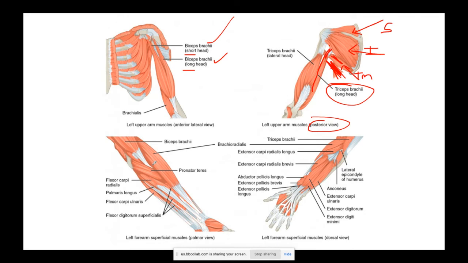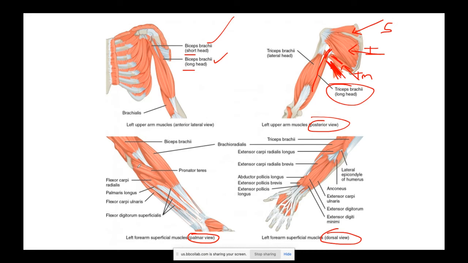Down on the lower left, we're looking at the anterior forearm. Most of the muscles on the anterior forearm are going to flex your wrist or flex your fingers, which means the muscles on the posterior forearm are going to extend the wrist and extend the fingers. They're antagonistic to one another. So again, most everything on the anterior forearm, right down on the bottom left, it says palmar view. Palm is anterior. And on the bottom right, it says dorsal view, which is posterior. So everything down here on the lower left, most of them are going to cross the wrist. So they're going to flex the wrist.